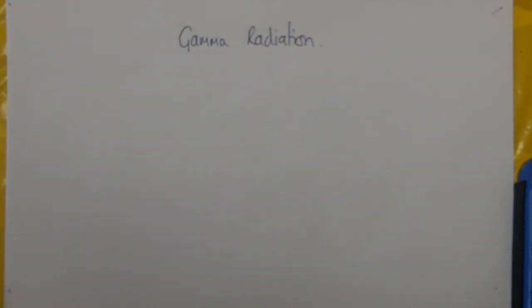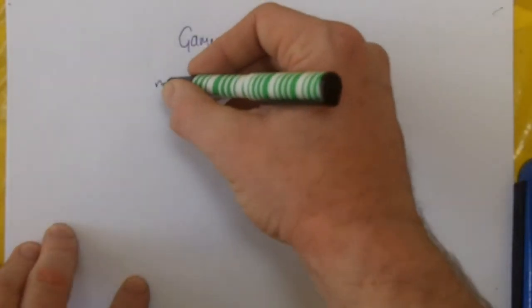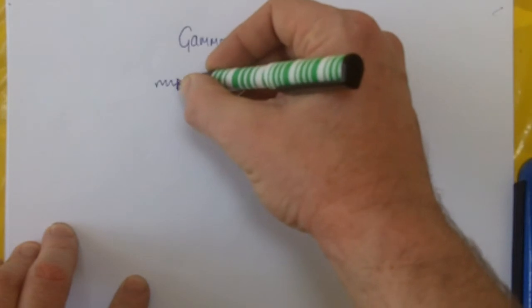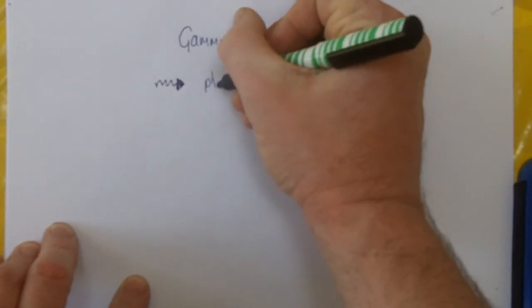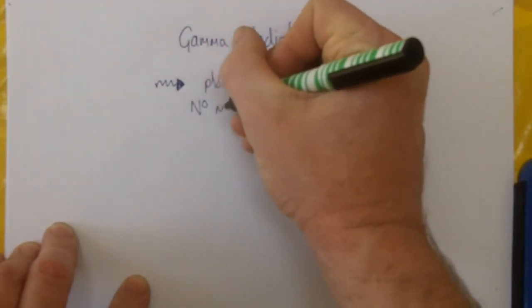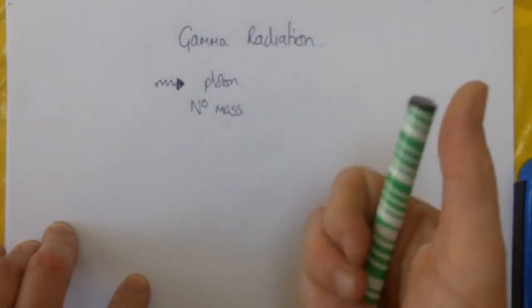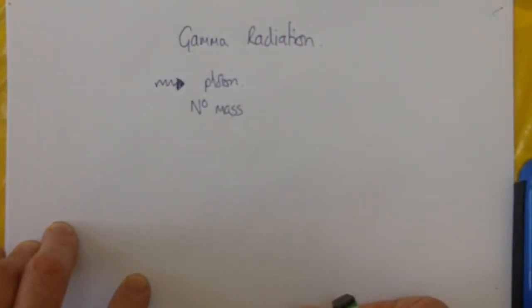So gamma radiation normally accompanies alpha or beta decay, rather than being just on its own, although that can happen as well. Because it's radiation, it's a photon, so it's not a particle. Remember, it's a photon, so it has no mass at all, and it's just purely a bundle or a lump of energy that's given out.